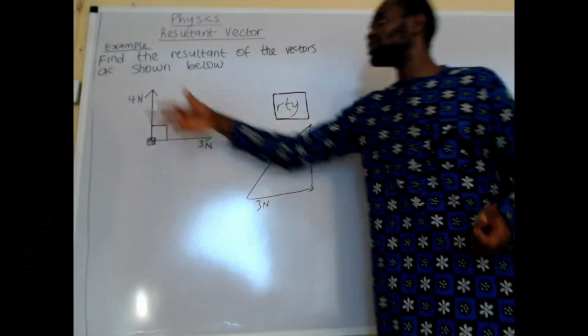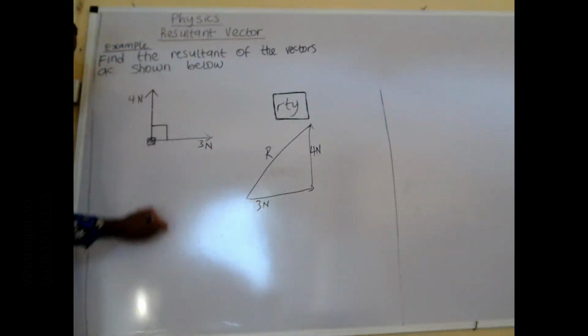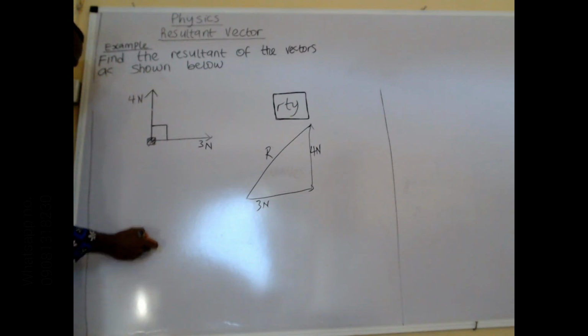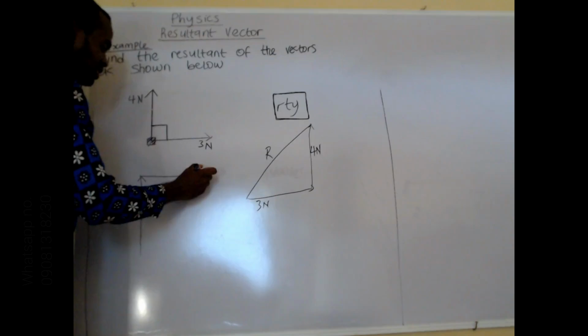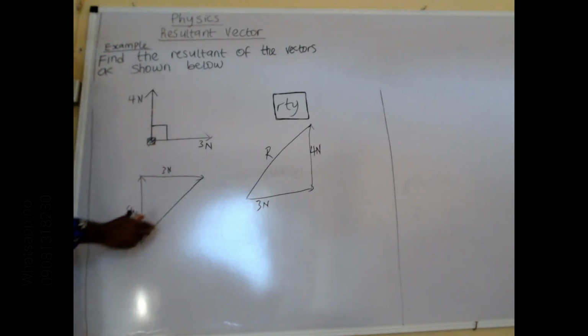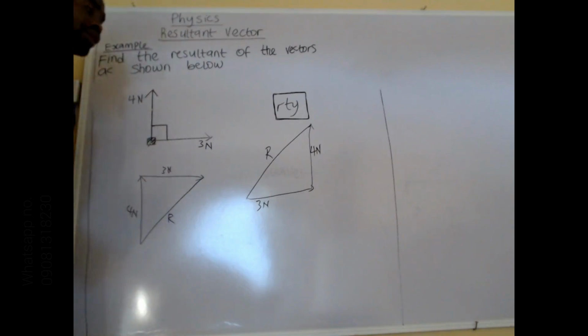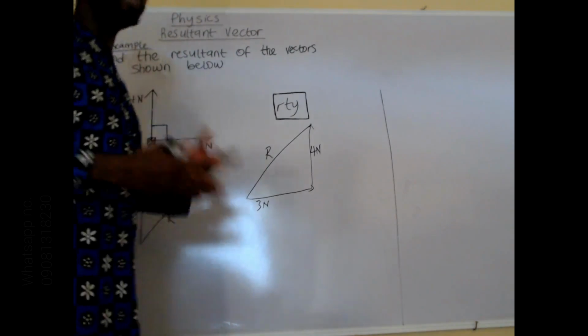If you still wish to start with this first, you just start with the initial point of 4 Newton, like this. Then this is the final point. Then you take the initial point of 3N and you add it to the final point of 4 Newton, like this. Then you join it together. This arrow is the resultant vector. You will still arrive at the same answer. Arrow and arrow here are still the same.